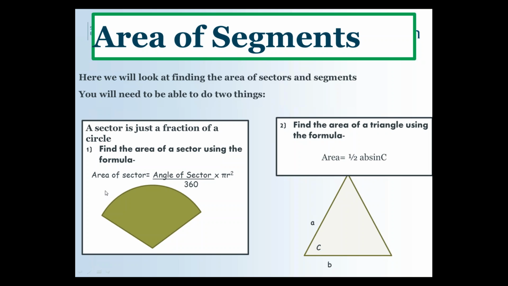So whenever we want to find the area of a sector, we just think of it as a fraction of the whole circle, and we use whatever the angle of the sector is over 360 degrees, and then multiply that fraction by pi r squared, the area of the circle, and that will give us the area of a sector.